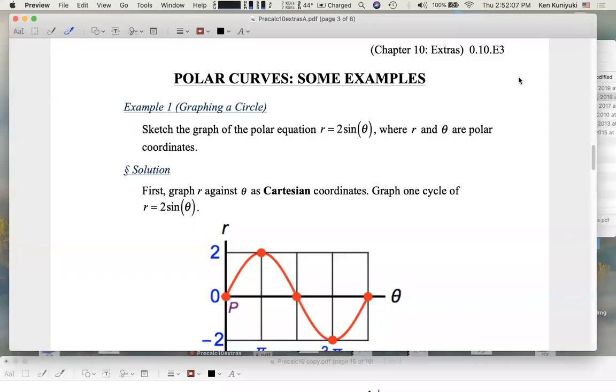Hi everyone, let's graph some polar curves. We're going to treat these as polar equations. Now, in our class, you're going to be graphing circles with arrows on them. It does get more complicated later on in Math 151.